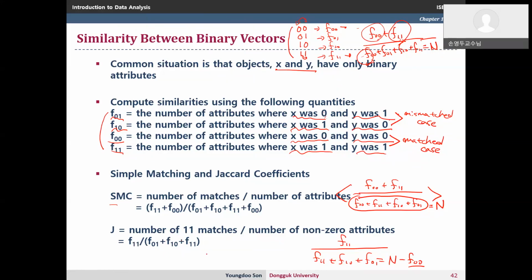The Jaccard coefficient can be calculated by ignoring f00 in the simple matching coefficient. So in the numerator, f00 is ignored and we count only f11. And even in the denominator, we ignore f00. We just take the sum of f01, f10 and f11. This is n minus f00.